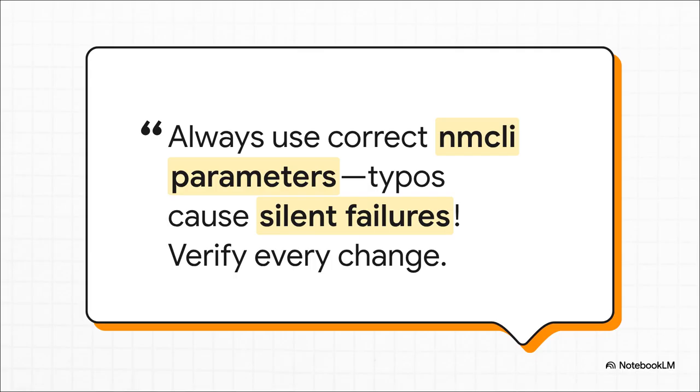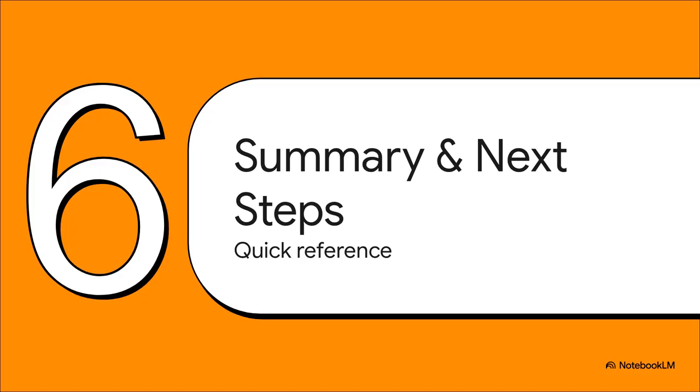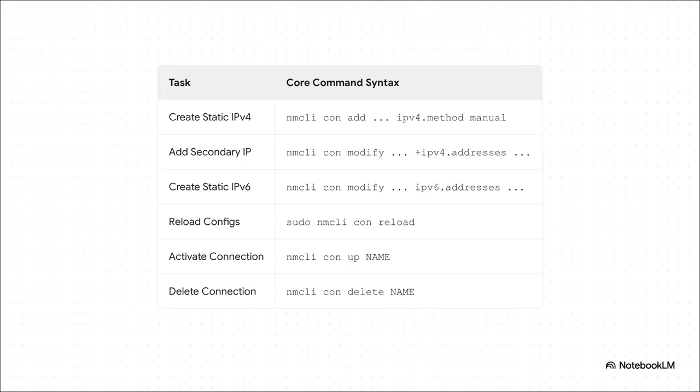Verify your work. We have really covered a lot of ground today, haven't we? From a simple static IP all the way to IPv6. Let's just wrap this up with a quick summary and talk about what you can do next on your journey to mastering NMCLI. Okay, this slide right here, this is a great one to screenshot. Think of it as your own personal NMCLI cheat sheet for all the most common tasks. Keep it on your desktop or somewhere handy because it will be a lifesaver, trust me.